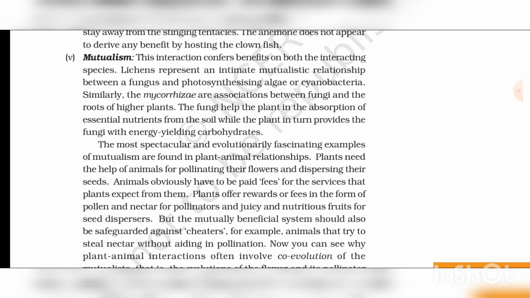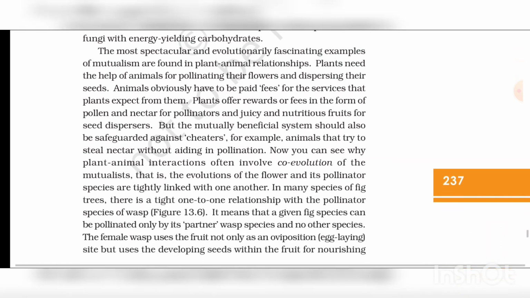The most spectacular and evolutionarily fascinating examples of mutualism are found in plant-animal relationships. Plants need the help of animals for pollinating their flowers and dispersing their seeds. Animals obviously have to be paid fees for services that the plant expects from them. Plant offers rewards or fees in the form of pollen and nectar for pollinators and juicy nutritious fruits for seed dispersers.